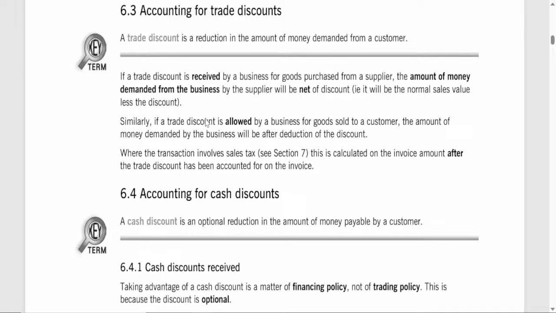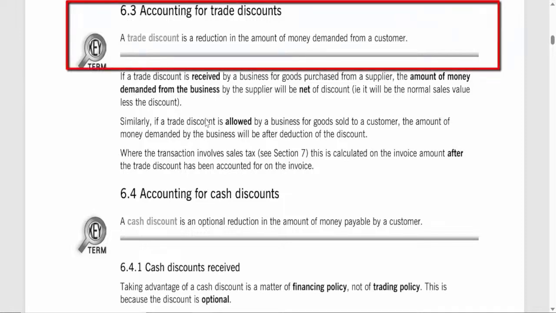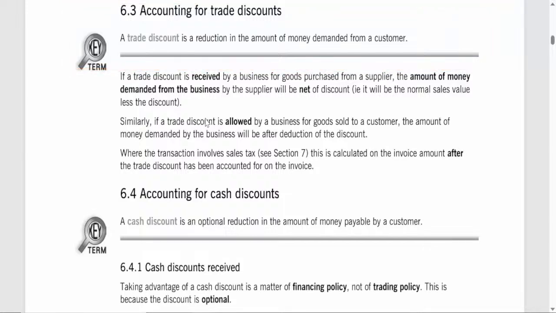6.3. Accounting for trade discounts. A trade discount is a straightforward reduction in the price that a customer is required to pay for goods. This type of discount is typically offered to incentivize bulk purchases, encourage loyalty, or recognize a special business relationship. In essence, it's a permanent reduction in price and is applied directly on the invoice.